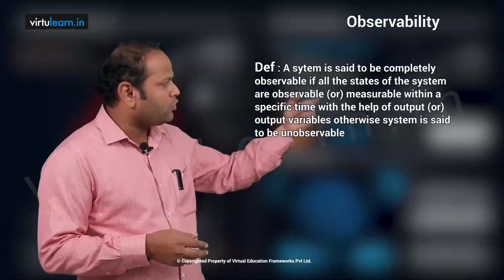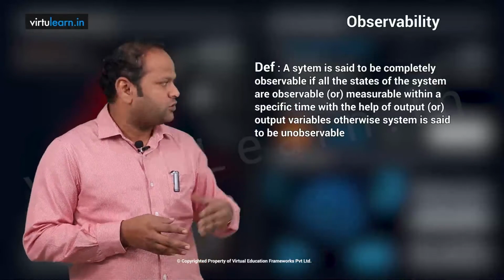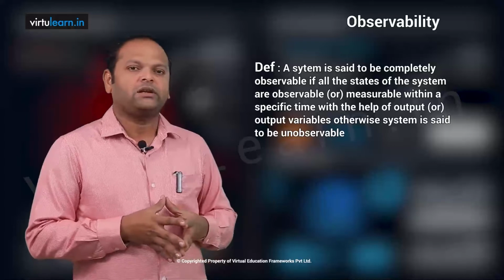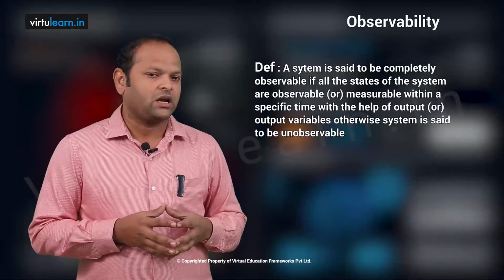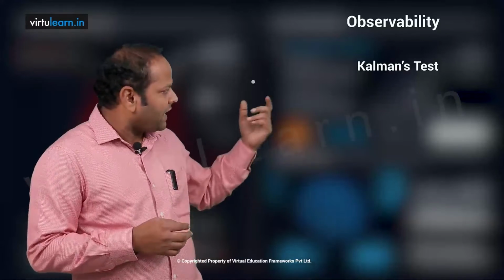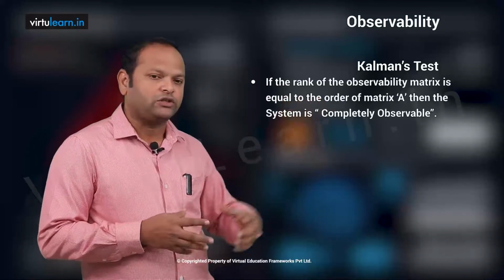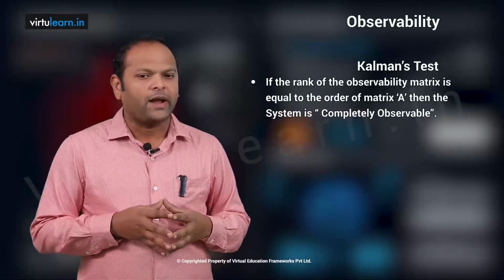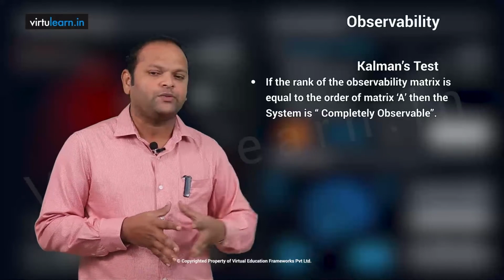If one or more states are not able to be observed or measured, then we call the system unobservable. We can have the Kalman test again to know whether the system is observable or not. If the rank of the observability matrix is equal, again, to the order of the A matrix, then the system is said to be completely observable.